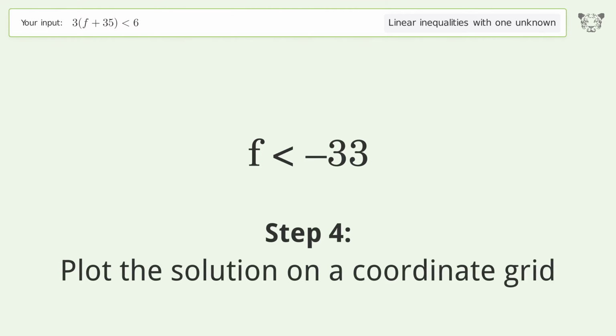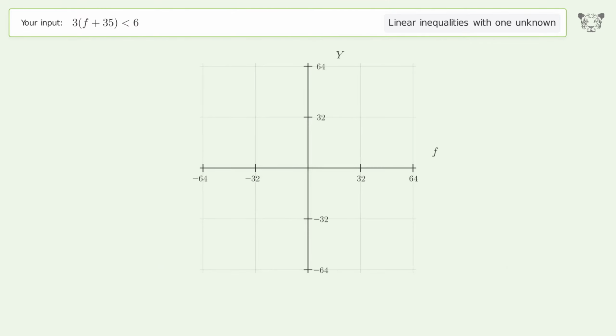Plot the solution on a coordinate grid. And so the final result is f smaller than -33.